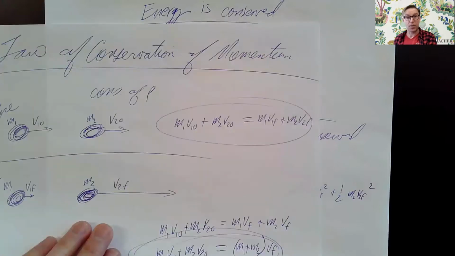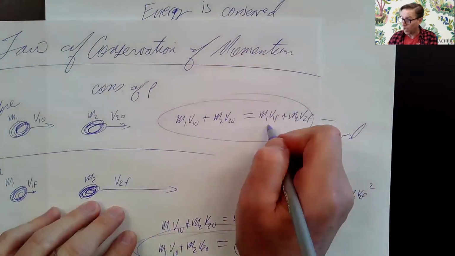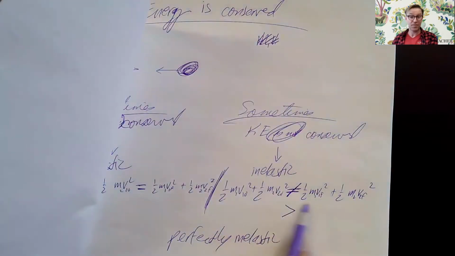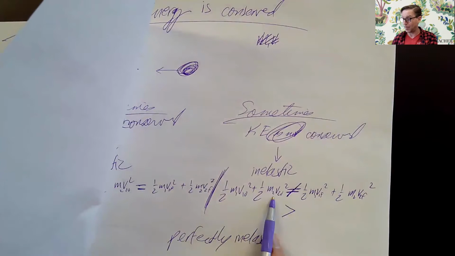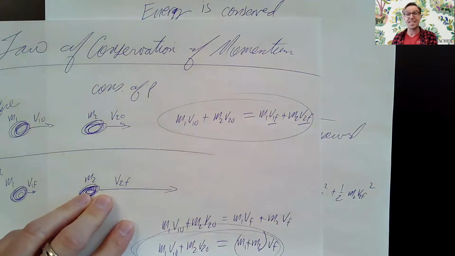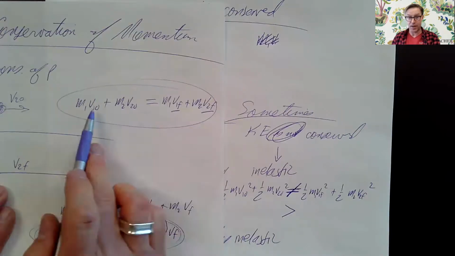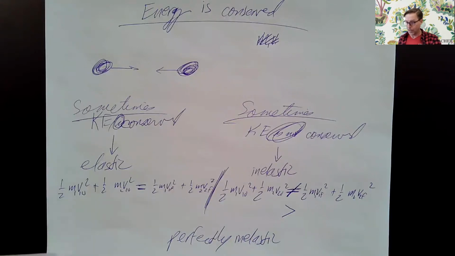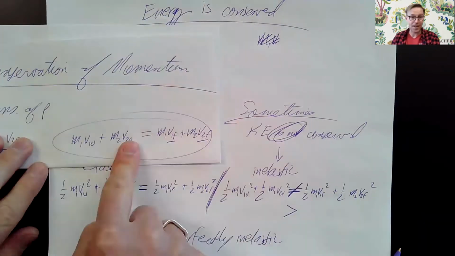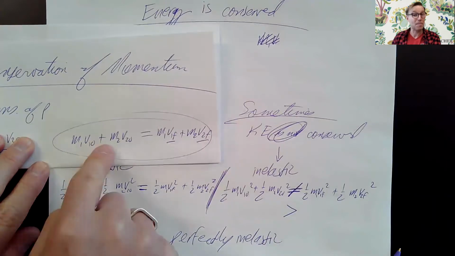For the collisions where they don't stick together, I have two final velocities. If you're told the collision is inelastic, this equation isn't going to help you because this number doesn't equal this number. So you just have the momentum equation to deal with. If they tell you the collision is elastic, then in addition to this equation, you also have this equation. So you have these two equations that you get to use. But there's a bit of algebra.